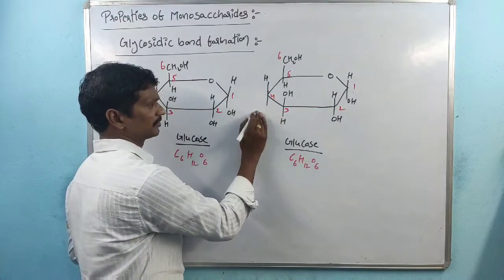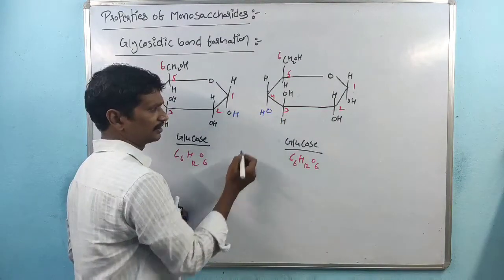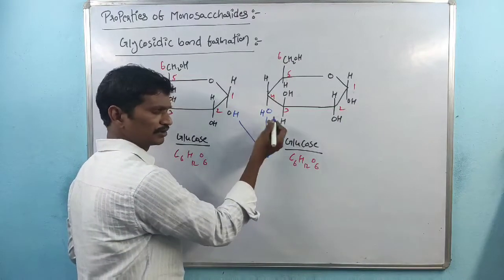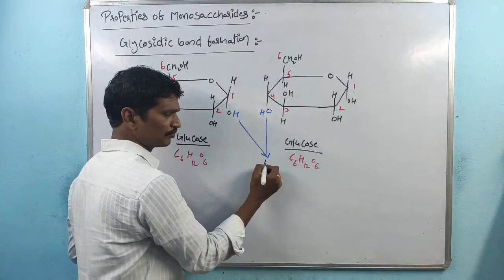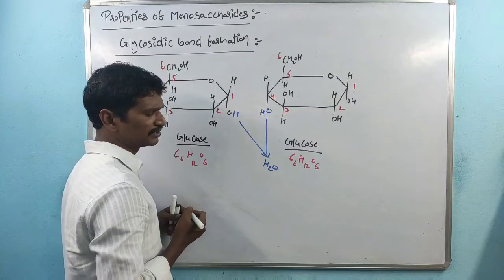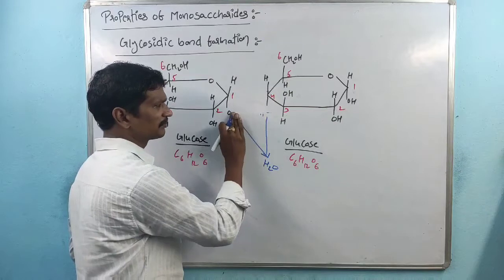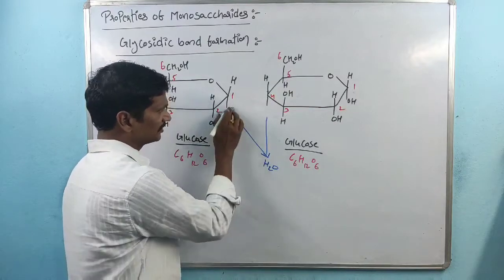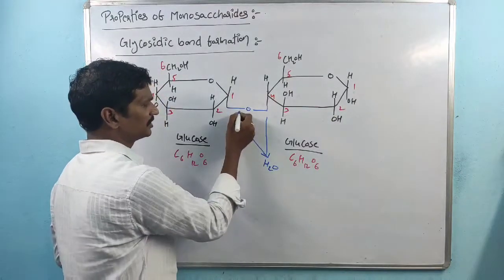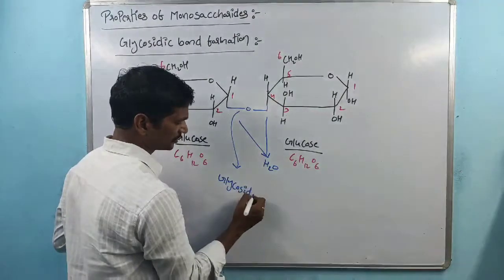This is one of the OH structures, and this is one of the H structures, right? See, during glycosidic bond formation, this combination will be removed in the form of water. So during glycosidic bond formation, water molecules are removed. The remaining oxygen is involved in the glycosidic bond formation.